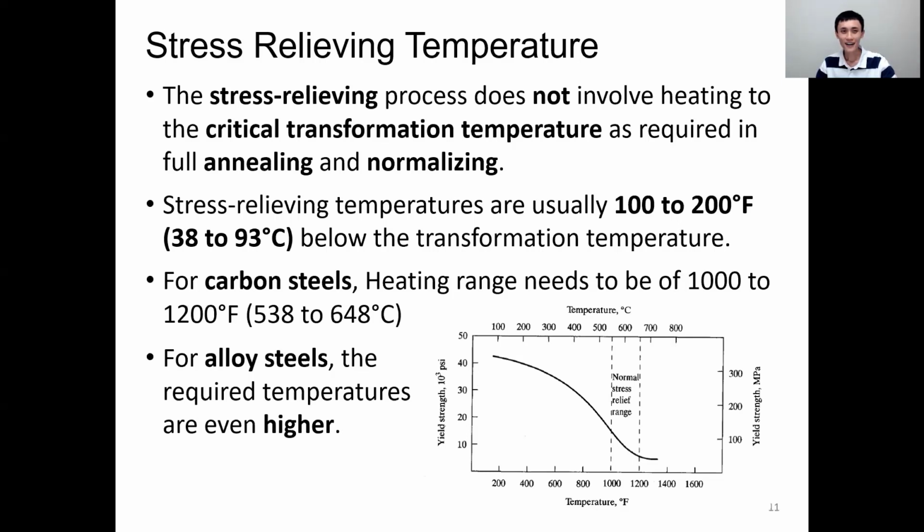All right, this is the difference between quenching, tempering, annealing, and normalizing, as well as a little bit about stress relieving.